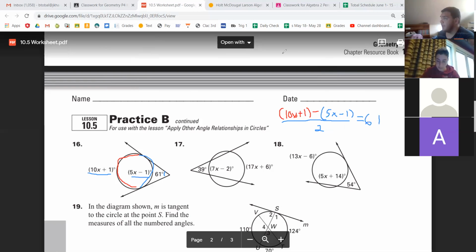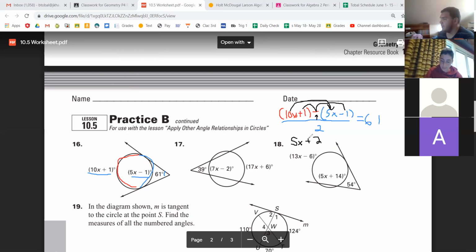Okay, so on the top, let's combine some like terms. 10x minus 5x is going to be 5x. 1 minus negative 1 is the same thing as 1 plus 1, which is 2. A lot of people made that error when I did it in the third period. So make sure you're paying attention.